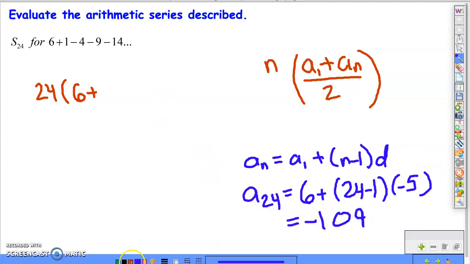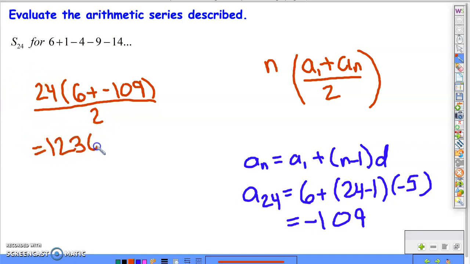So we can go back to where we were. Our a sub n, our 24th term, excuse me, is -109, all that over 2. So when all is said and done, I'm going to get an answer of 1,236 for our sum there.